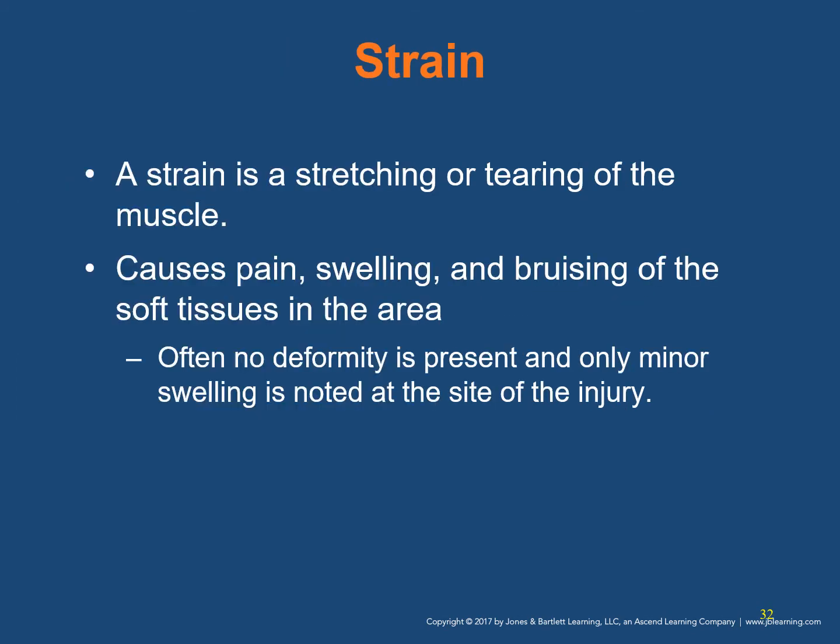Strain. A strain, or pulled muscle, is a stretching or tearing of the muscle, causing pain, swelling, and bruising of soft tissues in the area. It occurs because of an abnormal contraction or from exercise or excessive stretching. Strains may range from minute separation to complete rupture. Unlike a sprain, no ligament or joint damage typically occurs.